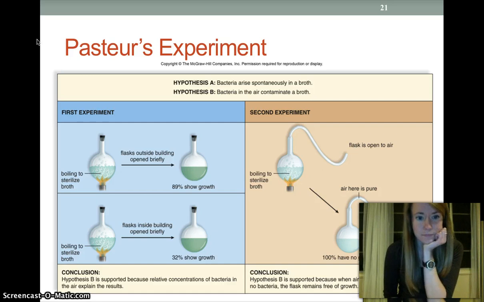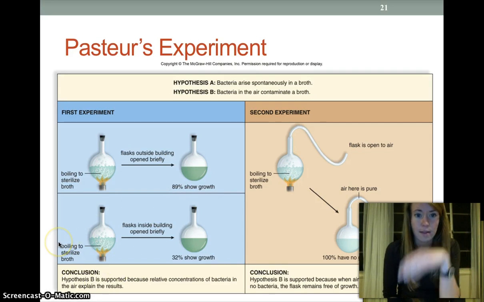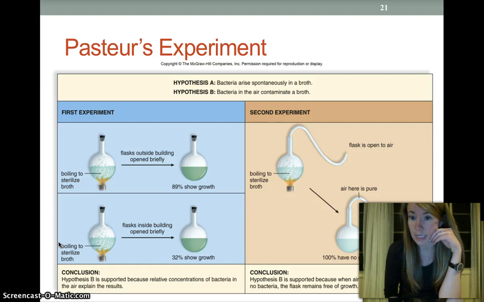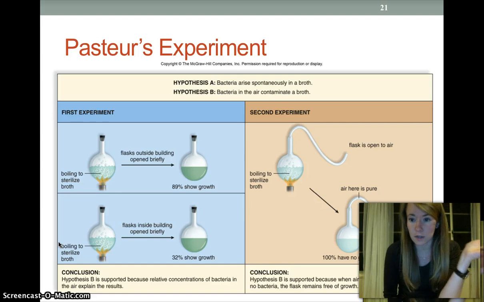So the first experiment, they had 2 flasks, and they boiled both of them to sterilize them. In one of them, they opened the flasks briefly outside, and we saw that 89% of them showed bacterial growth. And the other group had boiled the flasks and then opened them briefly inside, and 32% of them showed growth. So in this case, hypothesis B is supported because the relative concentration of bacteria in the air explains the results. So there's going to be more bacteria outside than inside. So that is why we saw more bacteria in the ones that were opened outside than the ones that were opened inside.